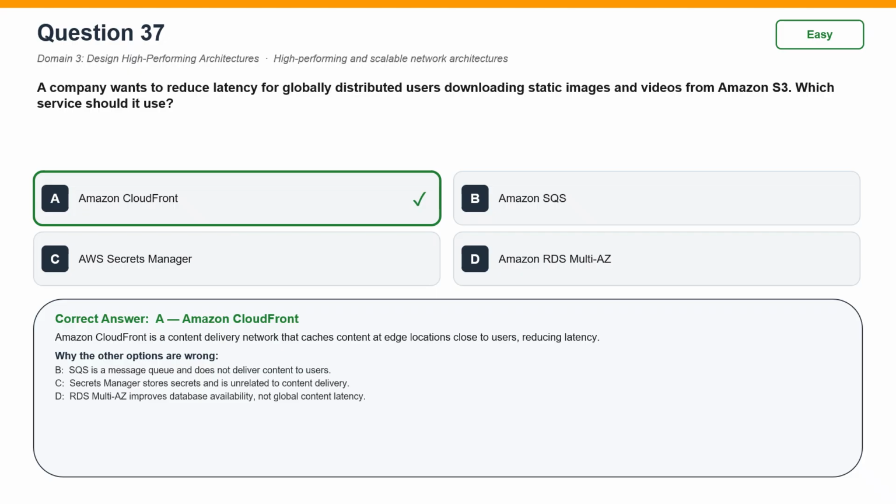Amazon SQS is incorrect. SQS is a message queue and does not deliver content to users. AWS Secrets Manager is incorrect. Secrets Manager stores secrets and is unrelated to content delivery. Amazon RDS Multi-AZ is incorrect. RDS Multi-AZ improves database availability, not global content latency.